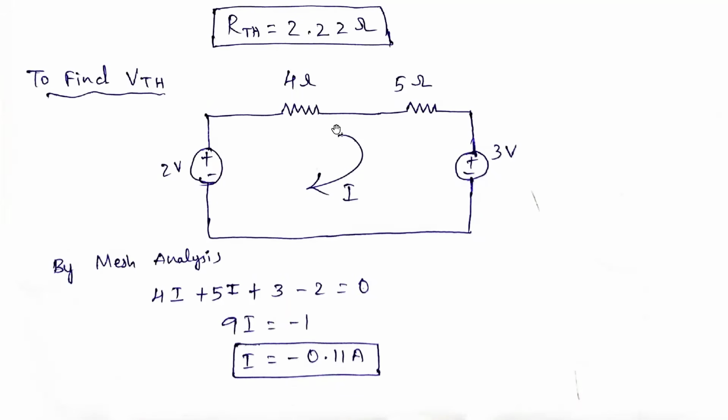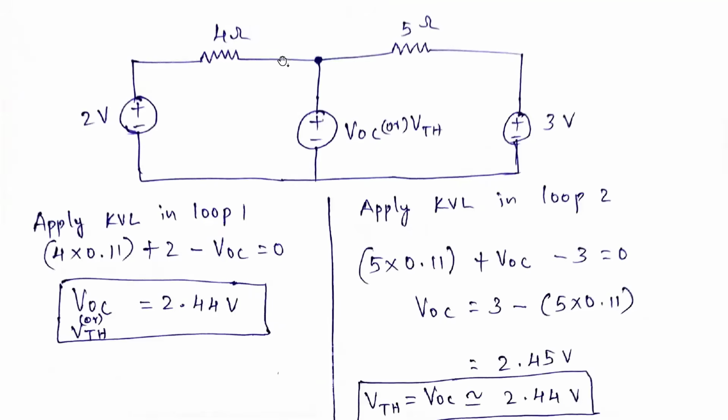That means the current is not flowing like this; the current is flowing in the reverse direction. So with the current we calculated, we need to find VTH, that is the open circuit voltage. Because this is the open circuited path, in between this we need to find the open circuit voltage.